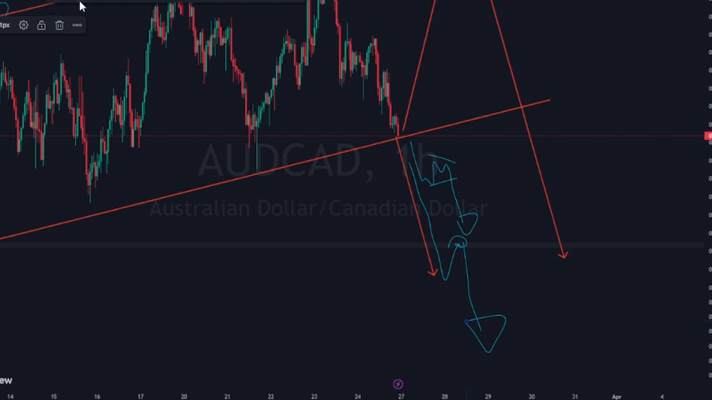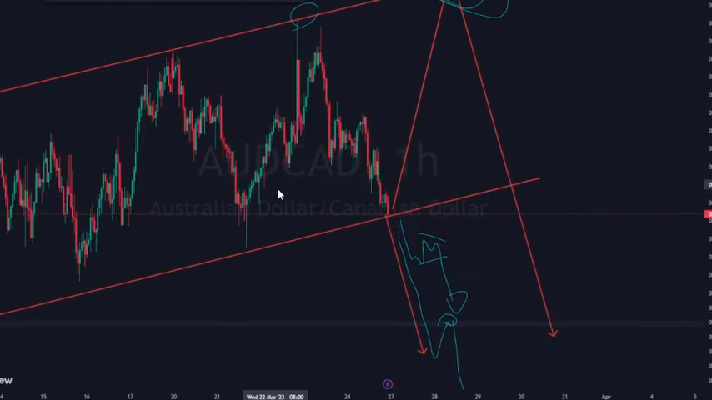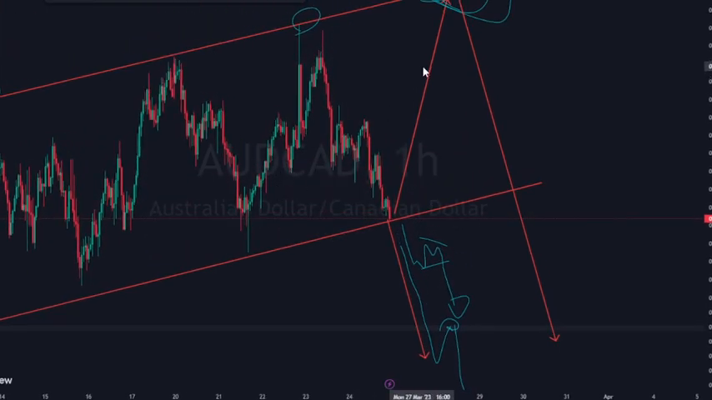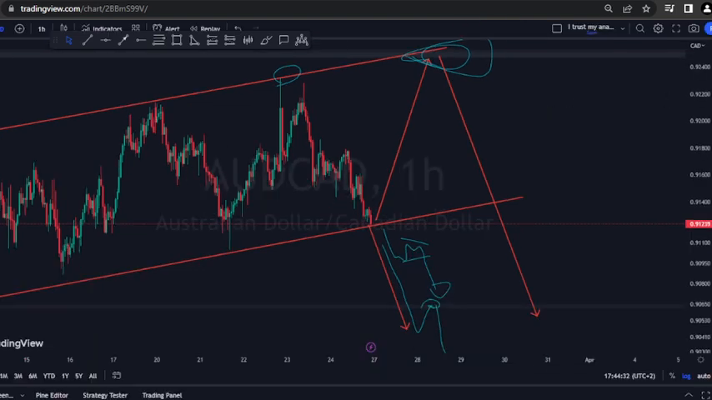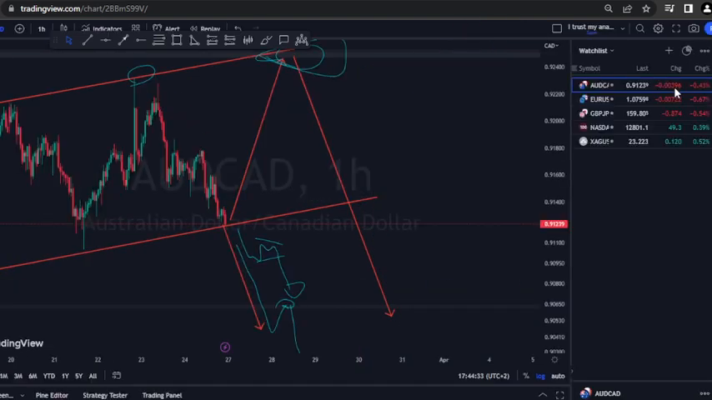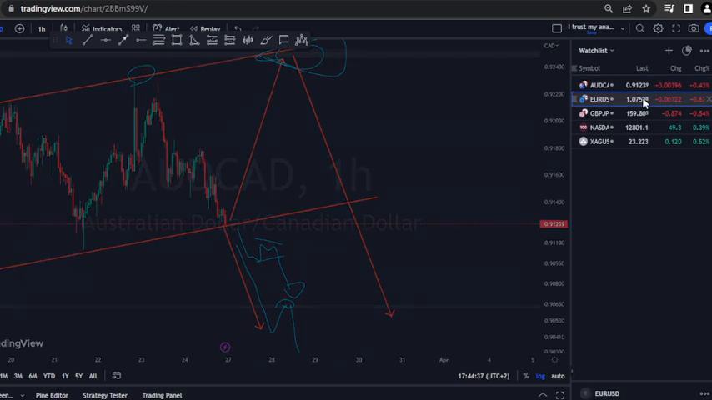So that's it for Audcad, ladies and gentlemen. Simple, straightforward. Two trading possibilities that I'm looking for here. So just be on the lookout for that, because I will be doing that. Let's go to the next pair, which is Eurusd.